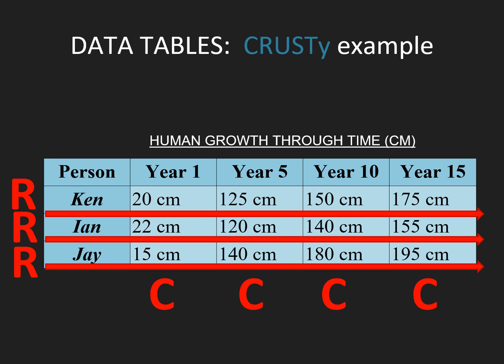So notice that in between the columns and the rows, everything's staying consistent. Years are only in columns, people are only in rows. There's no mixing up in between those two categories.